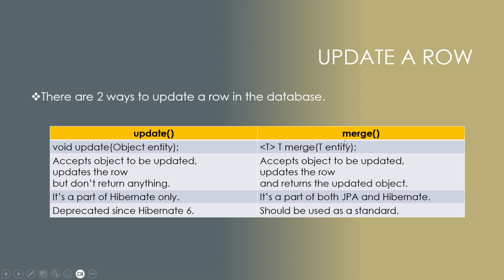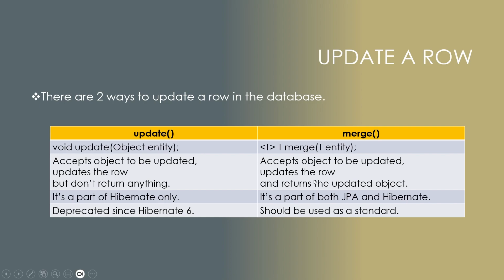The other option is the merge method. Merge is also going to take your object, but in a different way. It's a generic method because it also returns the updated object. So it will accept, update the row and return the updated object. That's again a feature here. Now which one to go for? The update method is a part of Hibernate only. It's not a part of the JPA specification. But merge is a part of both JPA and Hibernate. So if we want to switch later on, we should go for merge. We should make usage of merge here.